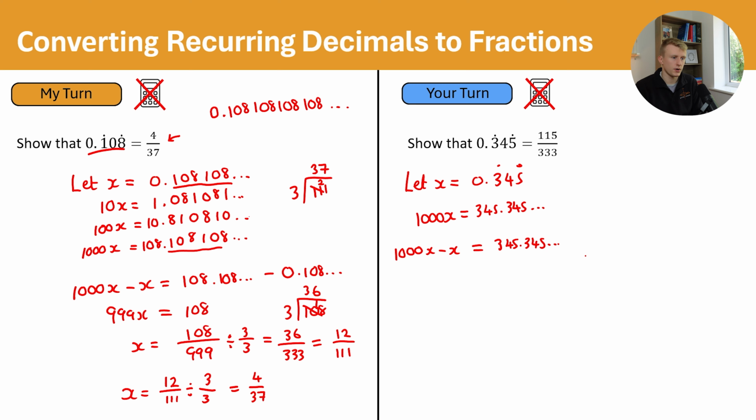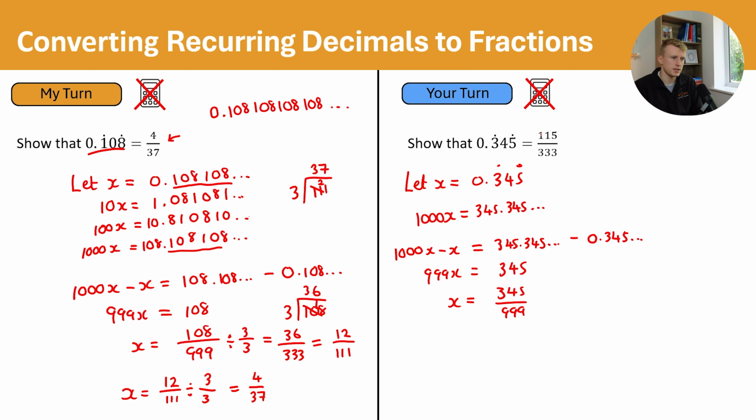We can then do 1000x subtract x, and that's going to be equal to 345.345, all of those recurring, subtract 0.345 recurring. 1000x subtract x is 999x, and 345.345 recurring subtract 0.345 recurring is 345. We'll divide both sides by 999. So x is equal to 345 divided by 999.